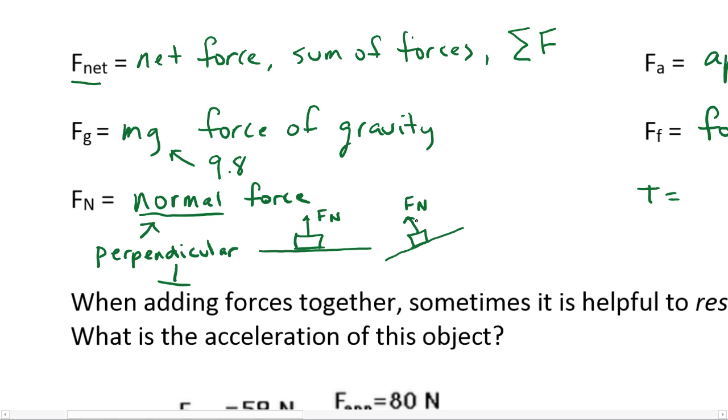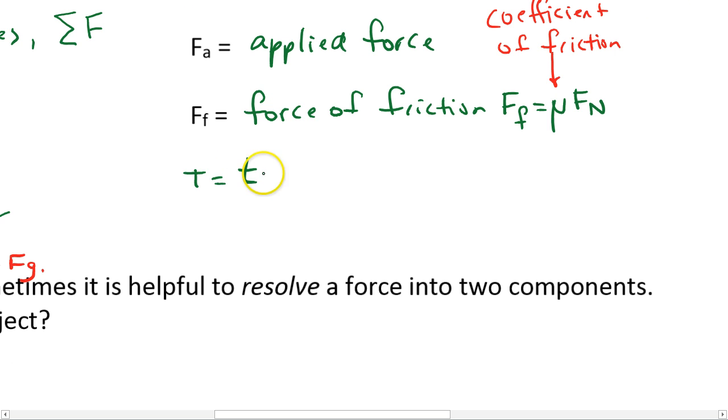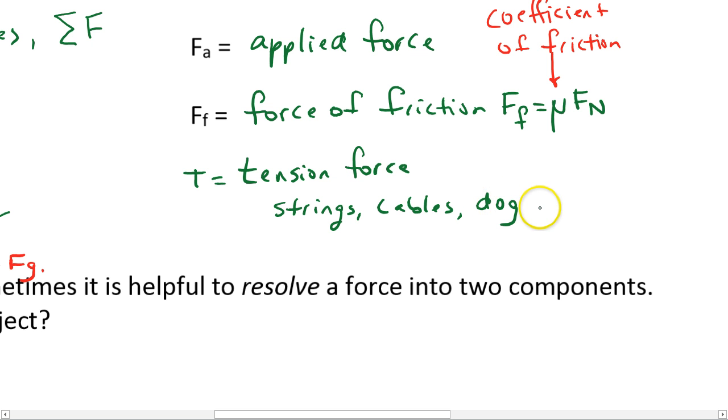Also, it is not always equal to the force of gravity. Quite often in grade 11 we get used to it being the same as the force of gravity. Today we're going to encounter a few examples where it's not. T is equal to a tension force. You get a tension force with strings, cables, dog leashes, or dog chains, all those types of things. You can think of it as kind of like an applied force, but it's with a string.